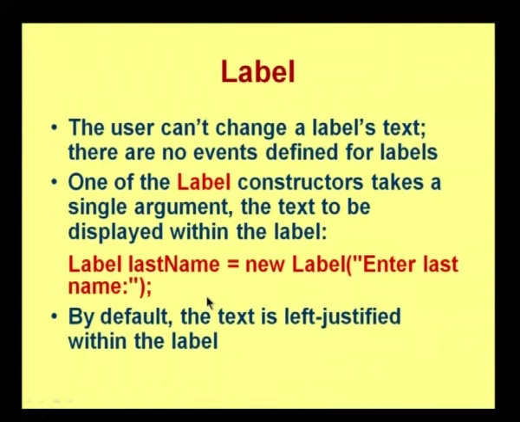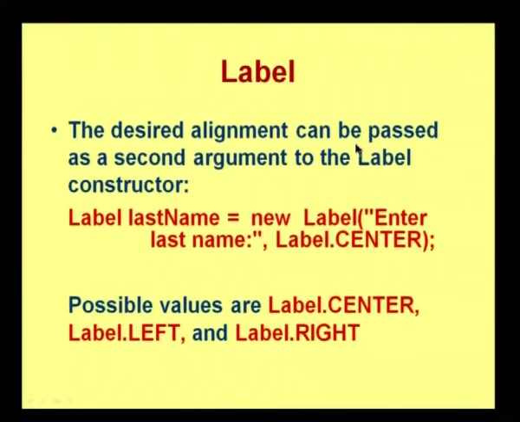By default the text is left justified within the label. So, whenever I create a label, the string you give as the value to the parameter of the constructor will be left aligned. The desired alignment can be passed as a second argument to the constructor. If I need my label to be placed in the center or to my right, in that case I need to specify the value which I need to align.